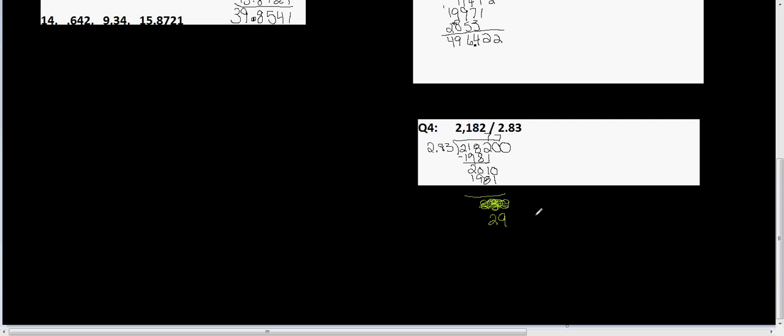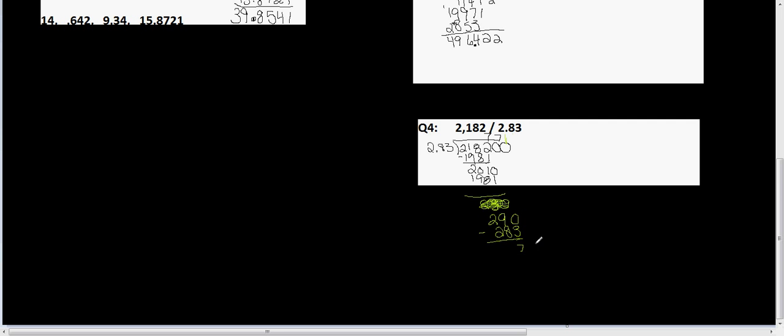All right, what do we do now? We have to drop another 0 in here. How many times can 283 go into this? 1 time. 283. 290 subtract 283 is going to give you 7.